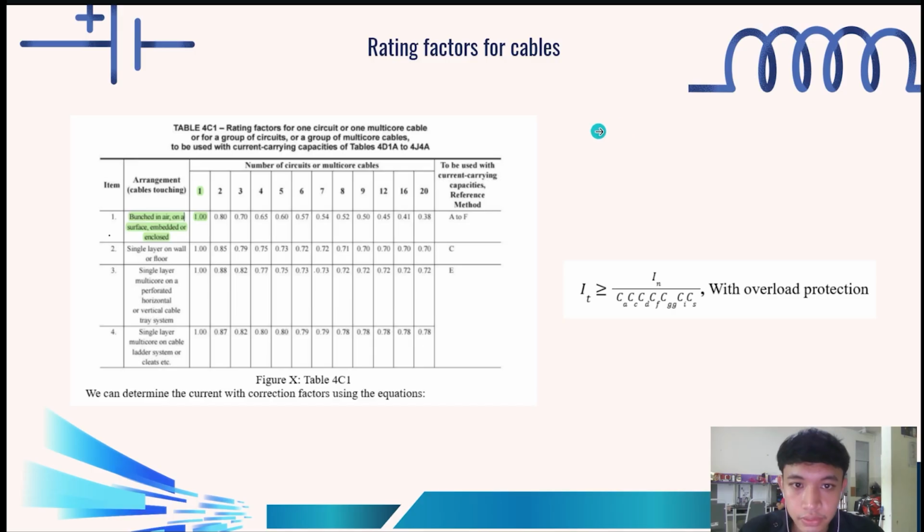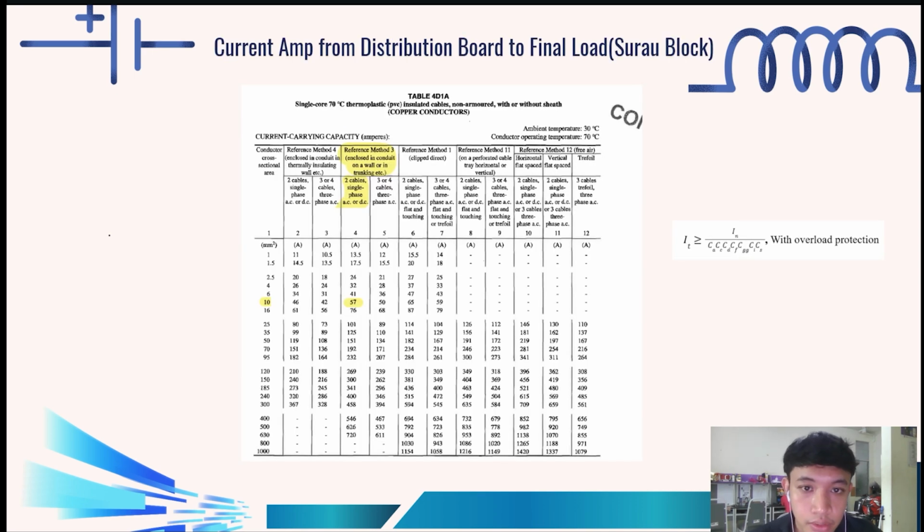So this is the rating factor for cables. We use this formula: It is more than or equal to In over Ca, Cd, Cf, Cg, Ci, Cs, with the notation that we define the current correction factor. So we choose 1.00, and for the cable touching, we use the branch there in our surface impedance or loss reference. So this is the current in amperes from the distribution board to the final load.